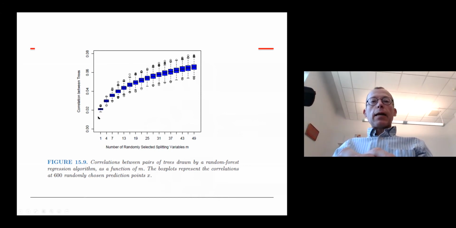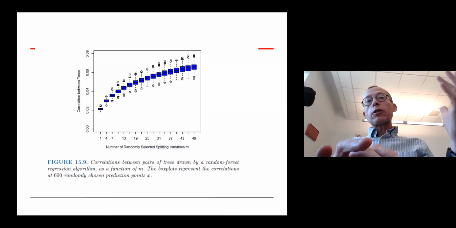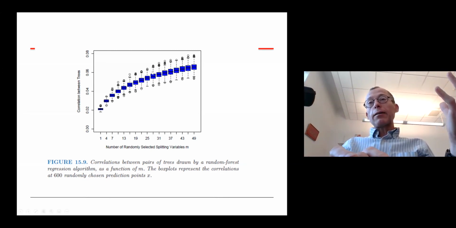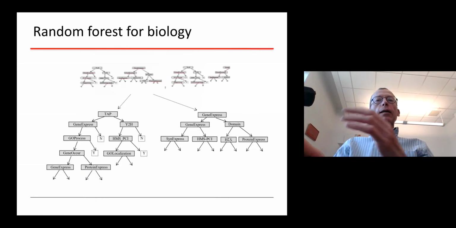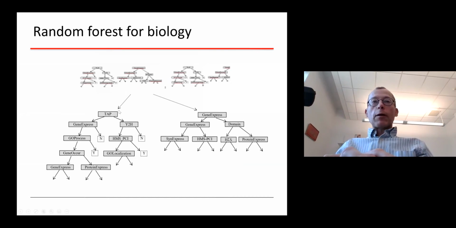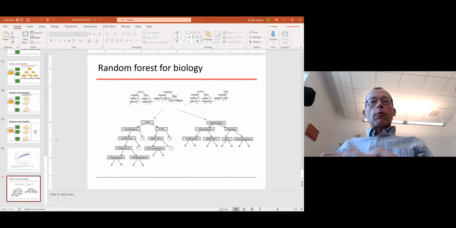Right, so these are some performance measures. It says that if you're allowed to select a lot of questions, the trees will end up pretty similar. That's fine, but of course it depends on how many questions you ask. And this is some type of a random forest for biological questions if you want to ask. Okay, so this is the idea of random forest and of bagging.